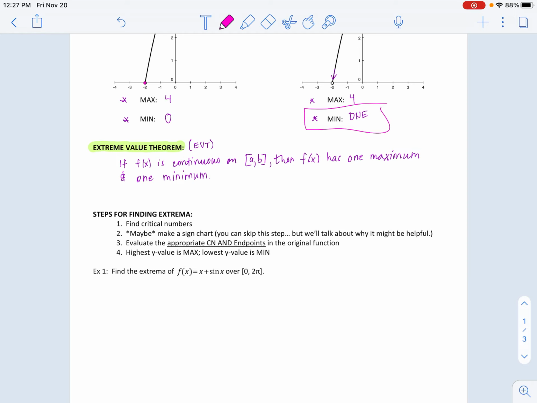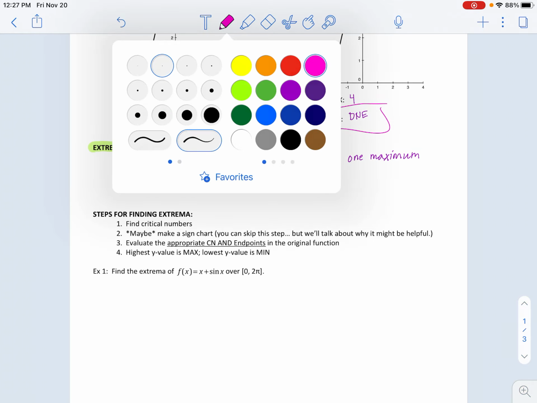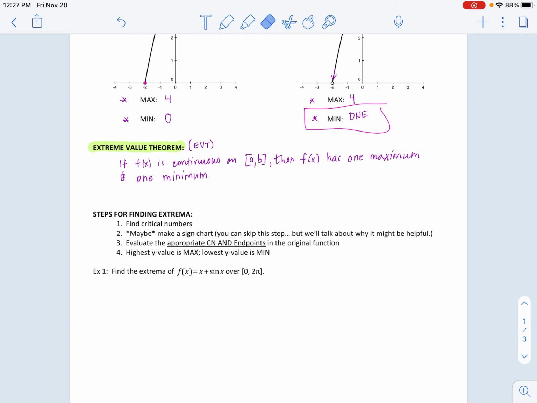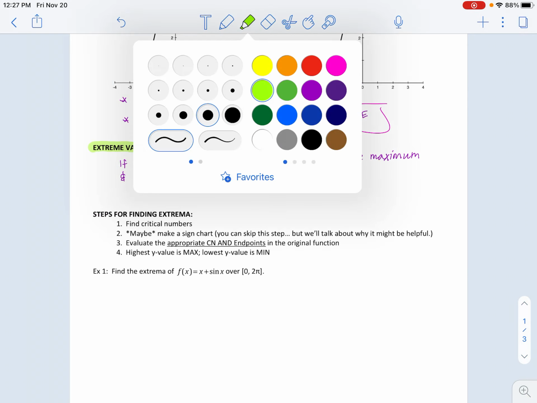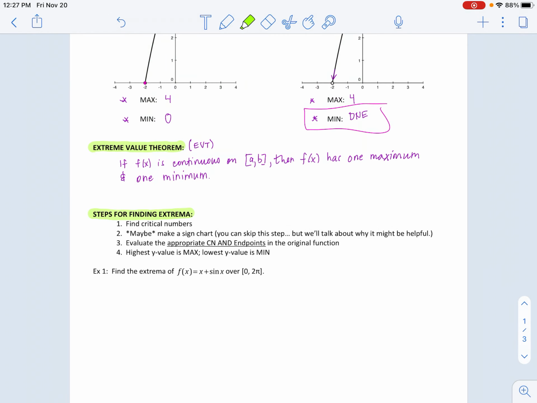Okay, finding global extrema is a little bit different. Finding global extrema has us finding critical numbers. So that's the same step, number 1. Number 2 says maybe make a sign chart. There are times when this is going to be important and times when it's not, so we'll look through examples as we go. And then number 3 says to evaluate the appropriate critical numbers and endpoints in the original function.